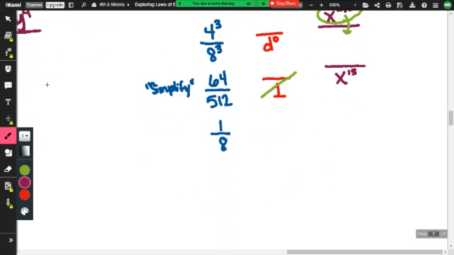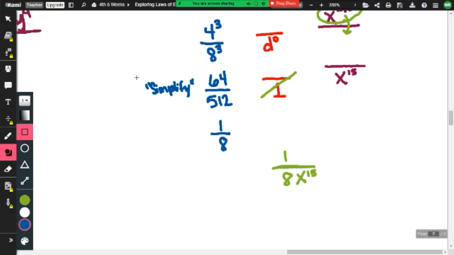So here we go, putting everything back together again. I'm gonna draw my fraction bar. 1/8 is already in the form of a fraction, so there's no confusion on what goes on top and bottom. 1 at the top, 8 at the bottom. We already canceled out that 1 in the middle, and x goes where? So x to the power of 15. Questions on this one? All right.